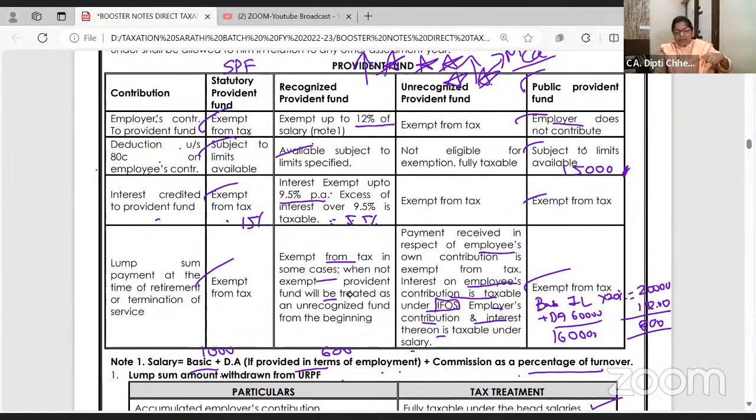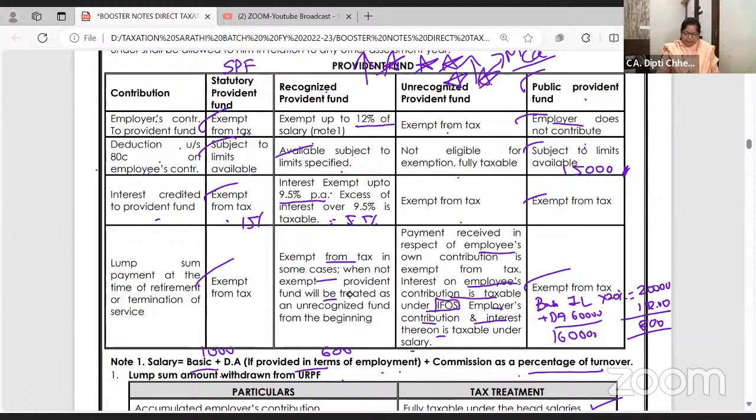URPF interest is exempt now, but on maturity, the employer's interest is profit in lieu of salary and the employee's interest is other sources. PPF interest is always exempt. In the same way, employee's contribution: SPF exempt. RPF exempt up to 12% of basic, DA, commission. URPF exempt. PPF, employer will not contribute. Is 80C deduction available for SPF? Yes. RPF? Yes. URPF? No. PPF? Yes.